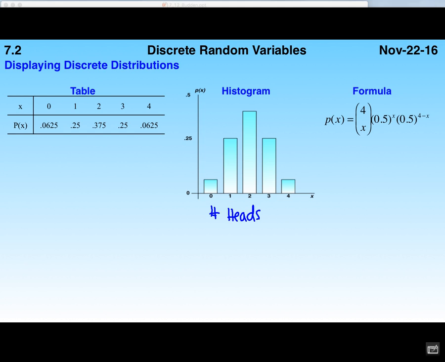So, label this. This is the number of heads that you can get. This is the probability. So this is called a probability distribution. So this tells you that the probability of 1 head, let's say, is 0.25. The probability of 2 heads is 0.375. So there are 3 main ways to show probability distributions: a table, a histogram, and a formula. We are mostly going to do table and histogram. We're not going to do the formula.